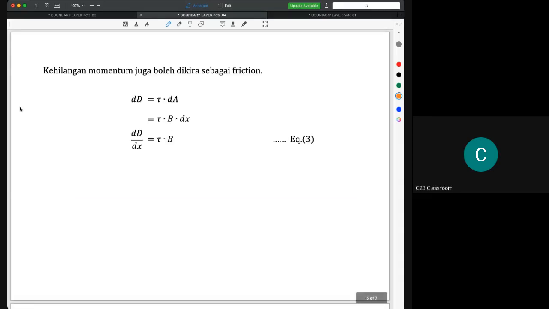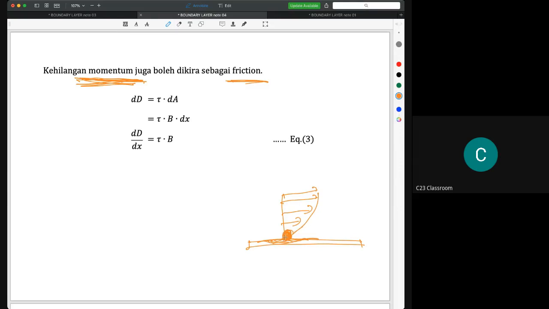Okay, so then why does momentum deficit occur? It occurs because there is friction. I think you could imagine that. We already learned this in fluid mechanics 1. Why do we have a velocity distribution here? Because there is friction here. There is a resistance on this surface. That's why the velocity will become 0.